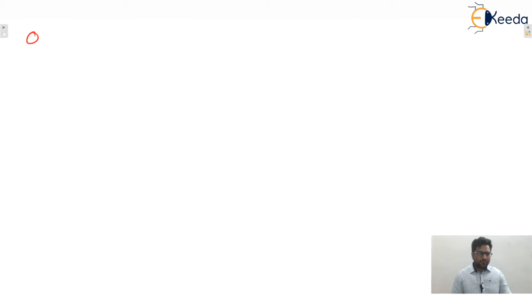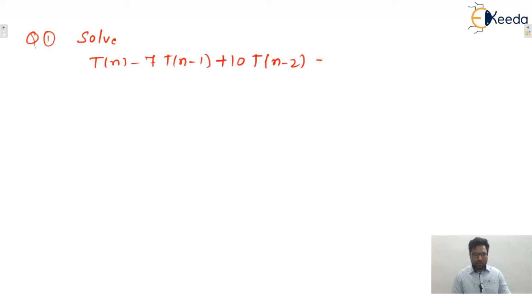Let us consider the first question. Let's say this is the given question. Solve T_n minus 7 T_(n-1) plus 10 T_(n-2) equals 8n plus 6, isn't it? And let's say initial conditions are also given to you: T(0) is 1 and T(1) equals 2. So what will be the answer? We'll see one by one.